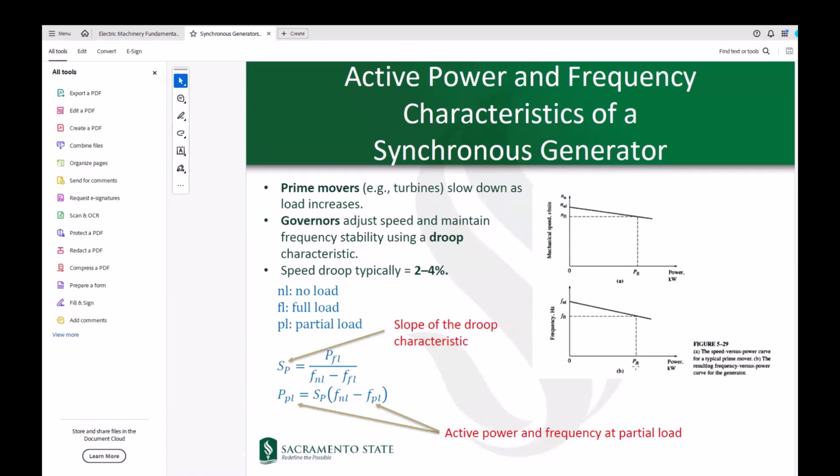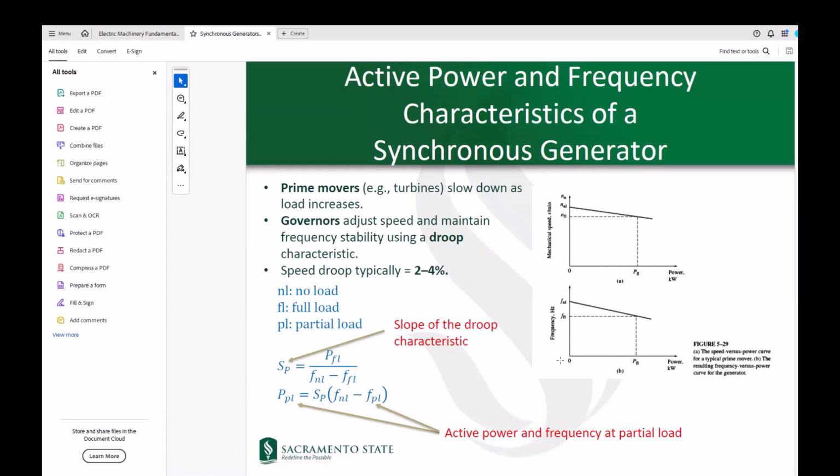Let's focus on this second one, because the first one is similar to the second one, and we're going to discuss the second curve here. When there is no power delivered by the generator, or P is equal to 0, our generator's frequency is at FNL, where NL stands for no load. So F of NL means the frequency under no load conditions.